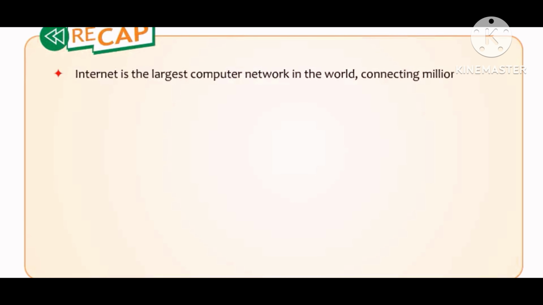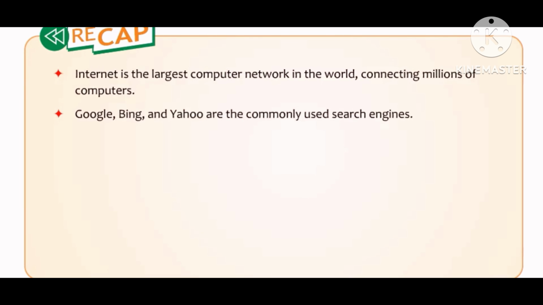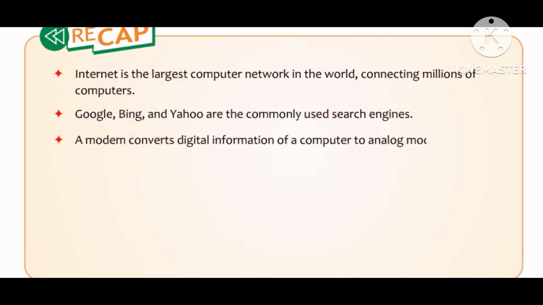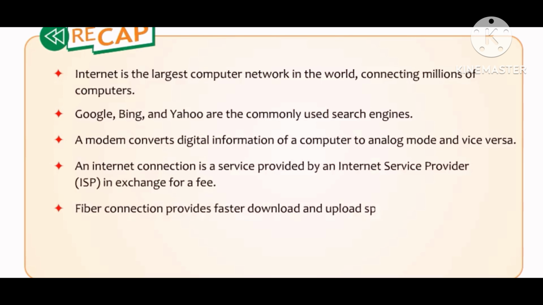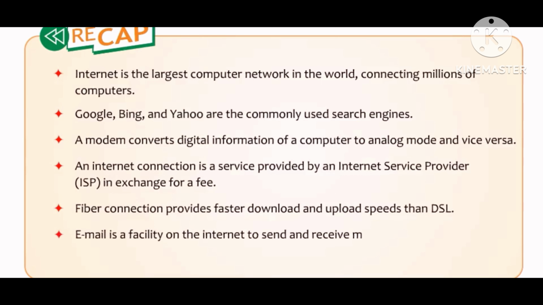Okay students, let us take a recap of this chapter. Internet is the largest computer network in the world, connecting millions of computers. Google, Bing, and Yahoo are commonly used search engines. A modem converts digital information of a computer to analog mode and vice versa. An internet connection is a service provided by an internet service provider (ISP) in exchange for a fee. Fiber connection provides faster download and upload speeds than DSL. Email is a facility on the internet to send and receive messages anywhere around the world in real time.